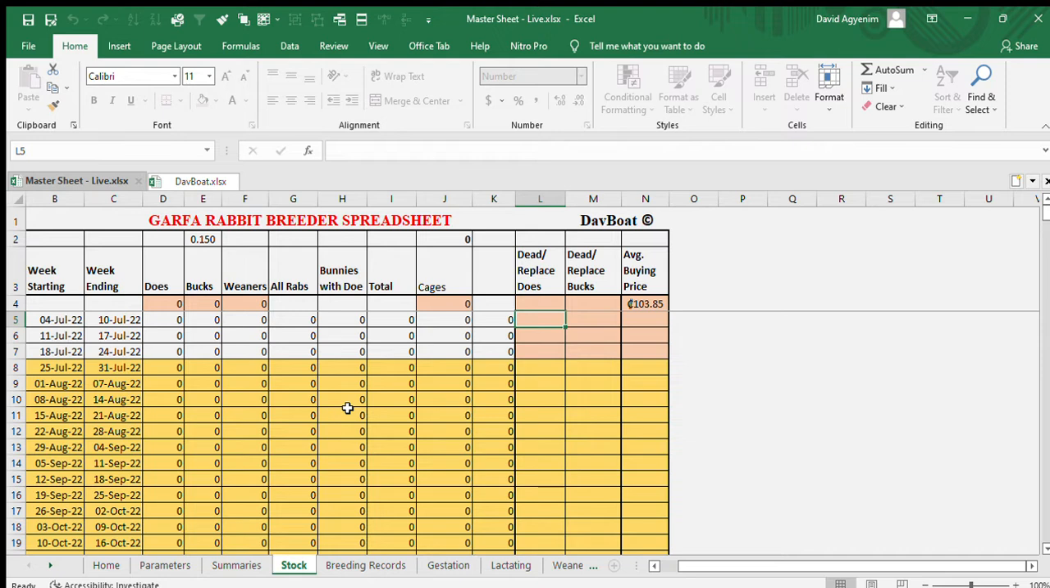So as you can see, we know that we started our farm on the 4th of July, right? That's the start date, 4th of July. And then this week, the current week, that today is 23rd, this week is the current week. That's why you see it here.